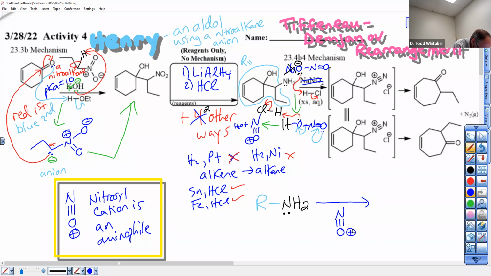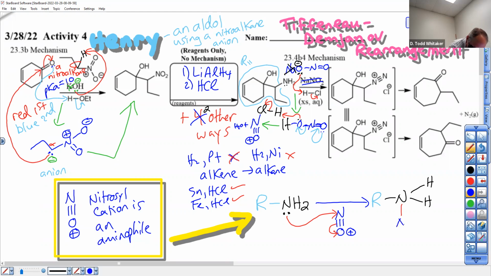And this comment goes for there. There it is. R bonded to N, 2 bonds to H, new bond to N, with a double bond to O.